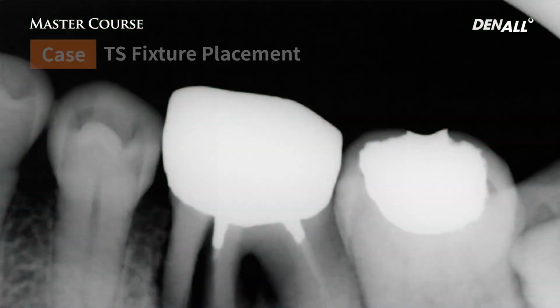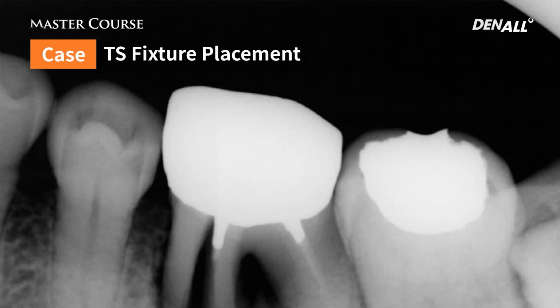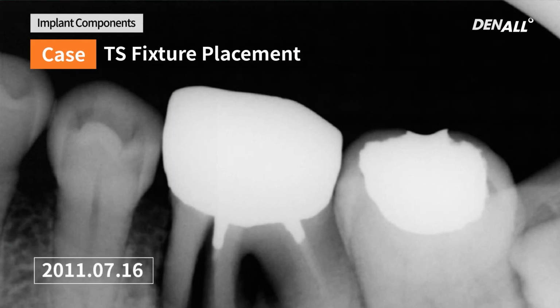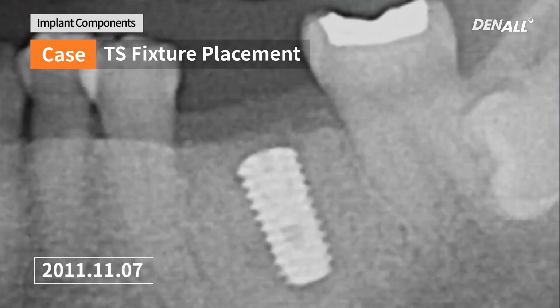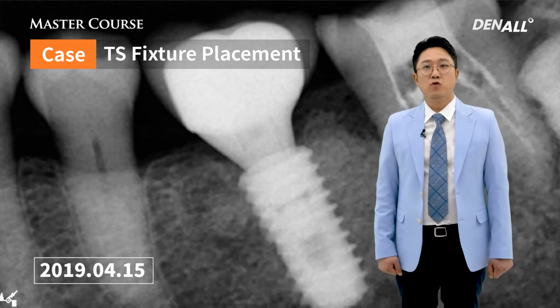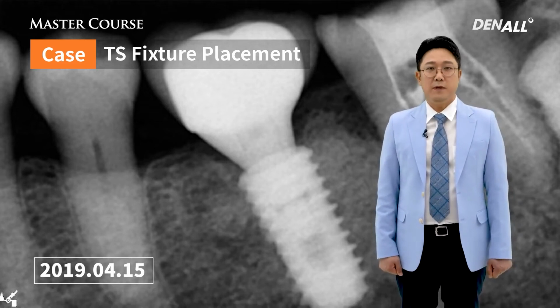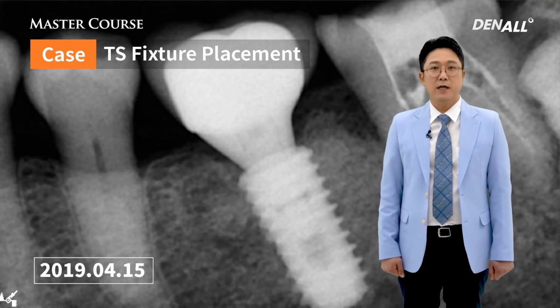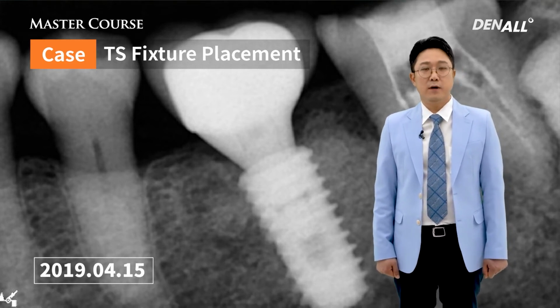On fixture, TS fixture, let's look at some clinical cases. In 2011, number 36, root fracture was done, extraction was done. After 4 months, implant was placed. At the time, this is the panoramic image. Final prosthesis was delivered, and after 7 years, the bone structure on top looks very stable, and if you use TS implant appropriately, long-term prognosis will be good.